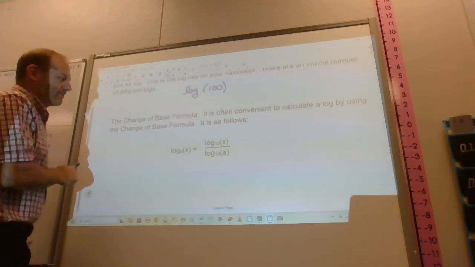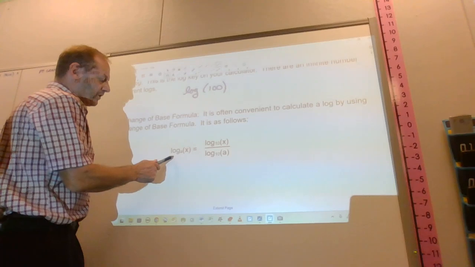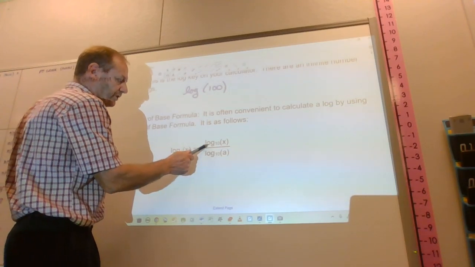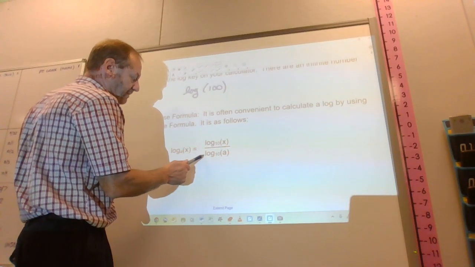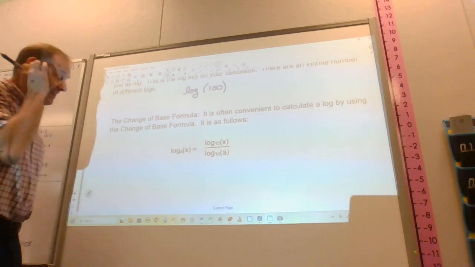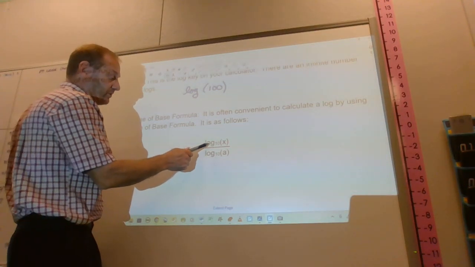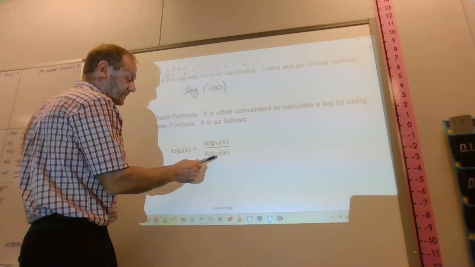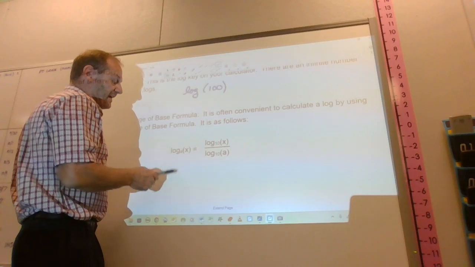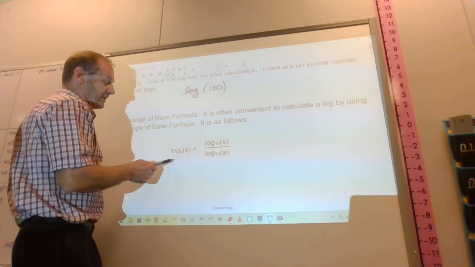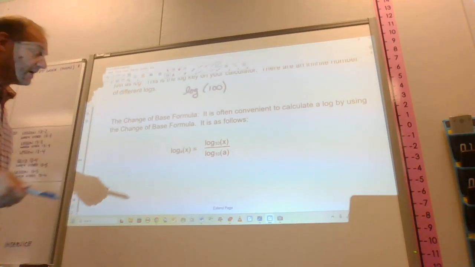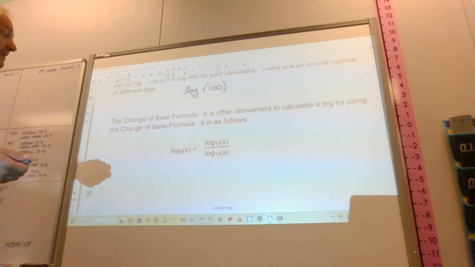And this is the change of base formula. You should know this. The log base a of x is equal to the log base 10 of x divided by the log base 10 of a. And in fact, you can put any logs in here. You could do log base 2 of x over log base 2 of a, and it's going to give you the same answer. It doesn't have to be log base 10.